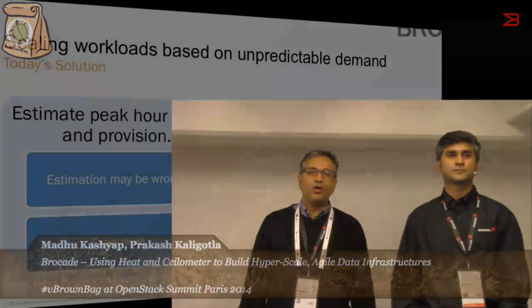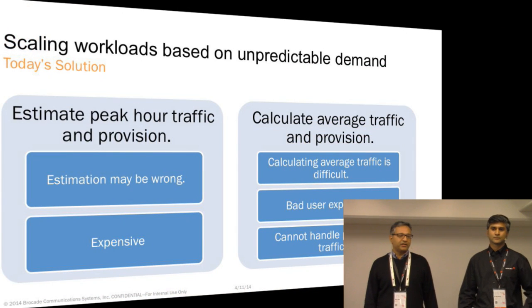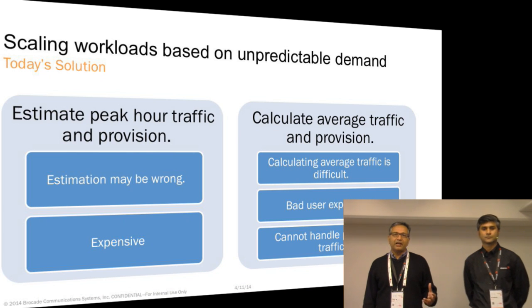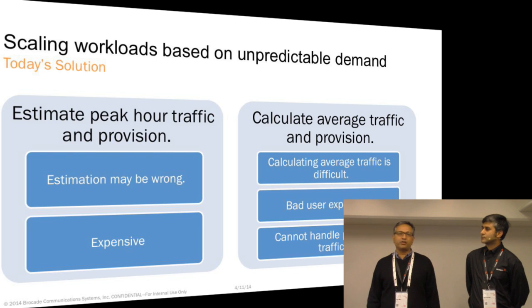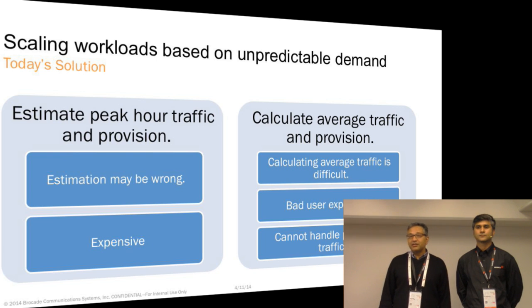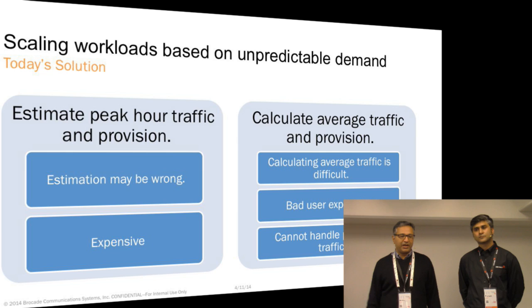So if you look at how workloads scale today based on unpredictable demand in your data center, you're really looking at two basic functions. You can either estimate peak traffic and then provision your infrastructure for peak traffic, and that can be wrong, and usually it is, and can also be very expensive because now you're provisioning all of this infrastructure without really utilizing all that infrastructure based on peak demand.